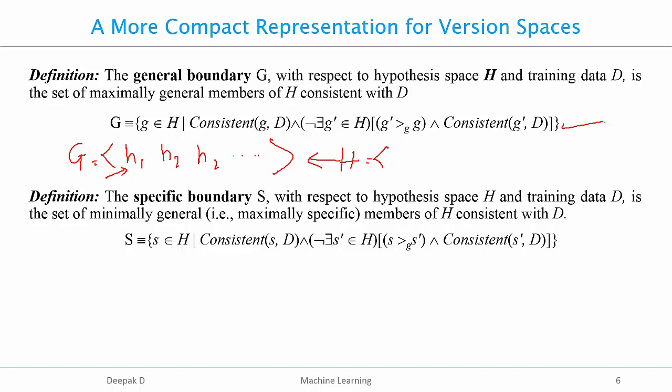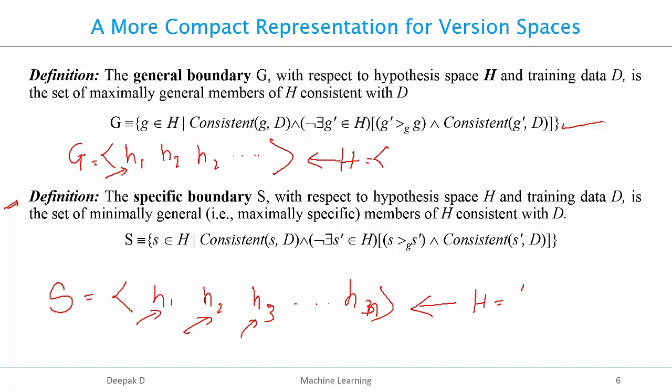And we have the next definition called the specific boundary. Again you can see the specific boundary, which is defined with respect to hypothesis space H and training data D. What does it consist of? Again it consists of a set of hypotheses which are maximally specific members. Each and every hypothesis is a maximally specific member of H. Again, H is a set of hypotheses. So these are the definitions of general boundary and specific boundary.